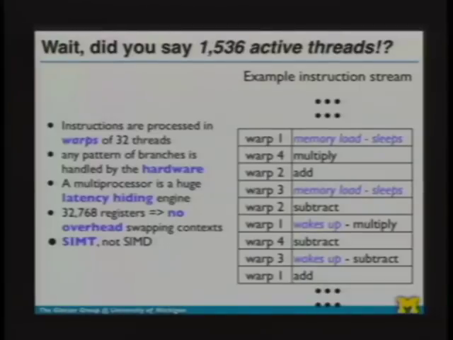But the last number that actually means a lot for the programming model is that just one multiprocessor is capable of processing 1,536 active threads at once. Compare that to your quad-core CPU, which can run 4 threads at once. The entire CPU can run 4 threads at once. Just one multiprocessor here can do 1,500 threads at once. And that's how we get around this high latency problem.